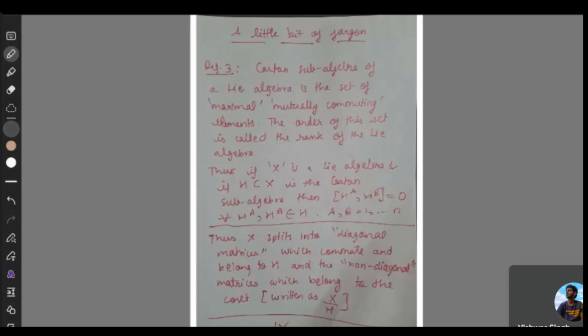And these non-diagonal matrices, if you have studied quantum mechanics, you know that there are these raising and lowering operators in quantum mechanics. These are very similar to that. So let's look at an example. Let's look at what are the Cartan subalgebra and what are the coset of SU2. Okay. So let's take this example, SU2.